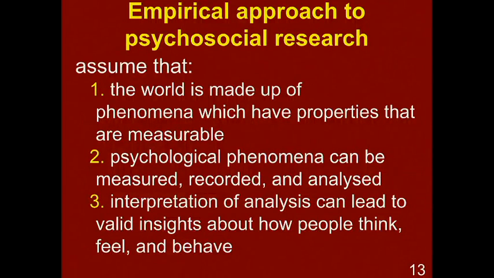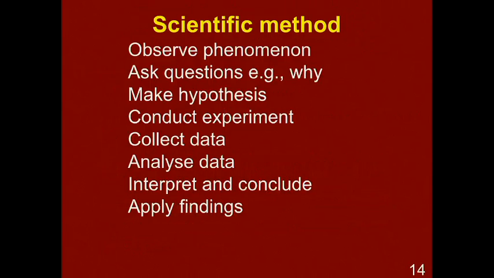So what we're saying is we're making an assumption that the world is made up of psychological phenomena that have properties that can be measured, recorded, and analysed, and that can lead us to make valid interpretations and conclusions about how people think, feel, and behave. So it's a technique to try and extract truth. An imperfect technique, so we're going to get some truth and we're going to get some error, and part of the challenge is working out what's truth and what's error.